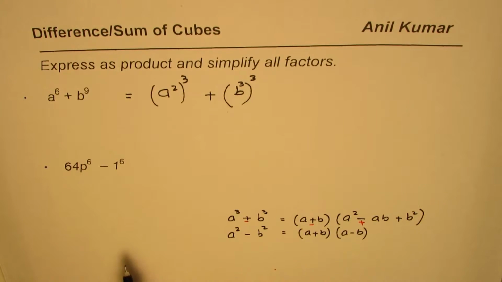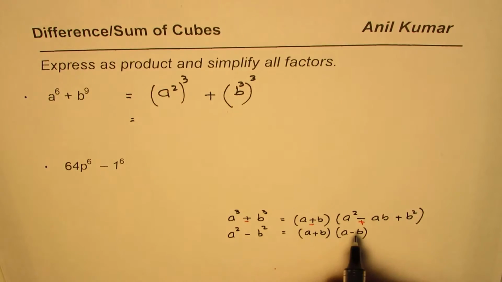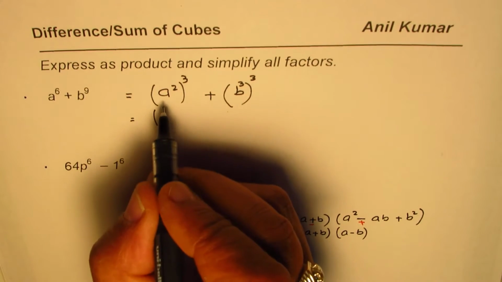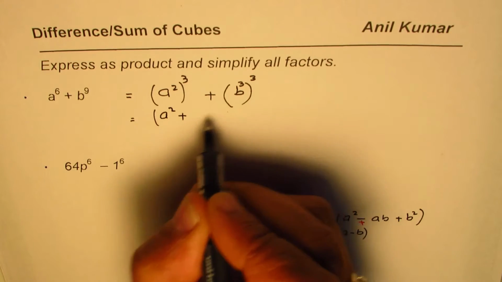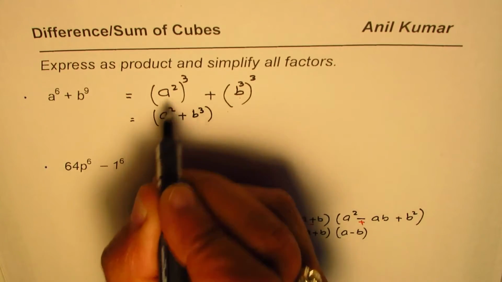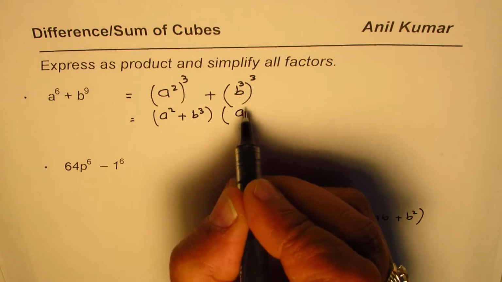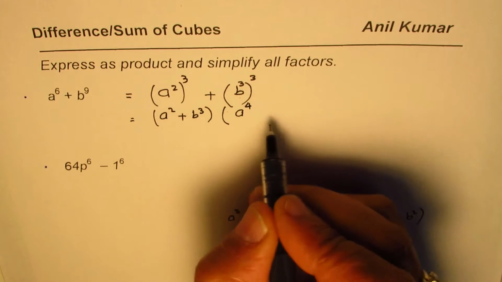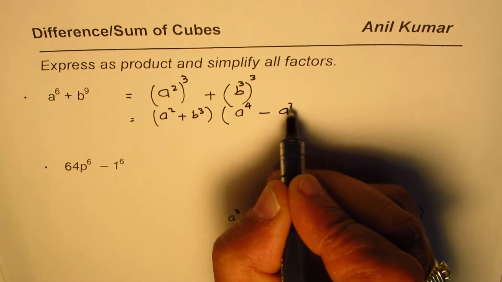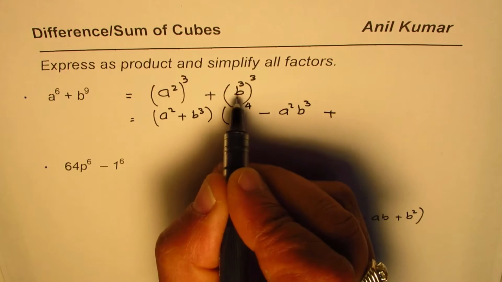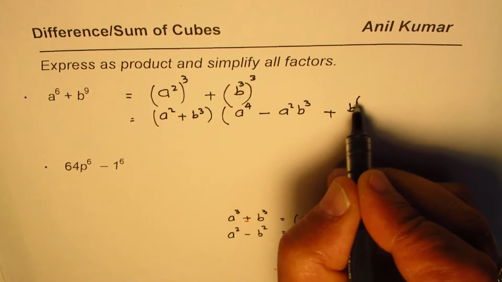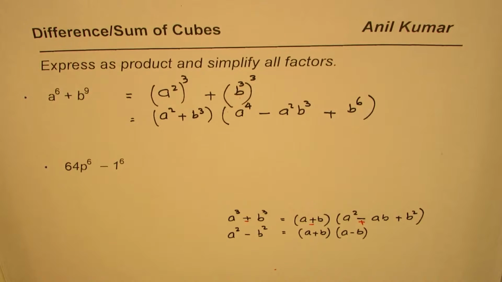Now once you have written it as a cube, you can actually apply the formula, right? So the first term will be a square plus b cubed. Do you see that? So these are the terms which you have to write. And then square of all this. So square of a square is a to the power of 4. Then you multiply these two with a negative sign, so we get a square b cubed, plus square of b cubed, which is b to the power of 6. So that is how you can get the result of such a question. Now this cannot be further factored, so that is your final answer, right?